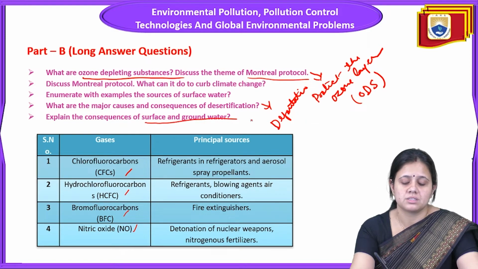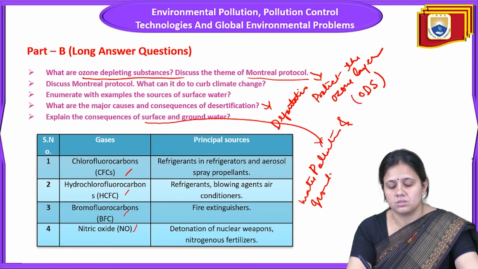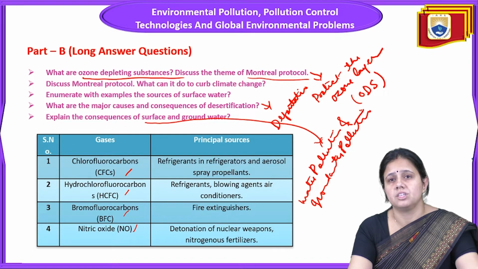Explain the consequences of surface and groundwater pollution. Here you have to discuss water pollution and groundwater pollution. These are the different consequences of pollution related to surface water pollution and groundwater pollution.